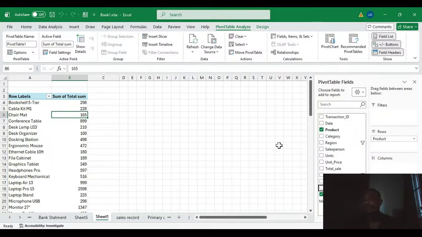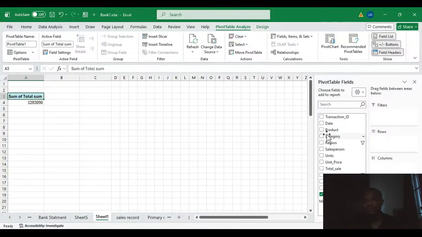Now, one of the things you can also do with a pivot table after you have done your work: let's assume after you have done your analysis, you want to present it to people. You might not be presenting it exactly this way. You might want to use the pivot table chart, or pivot chart, to make your presentation.